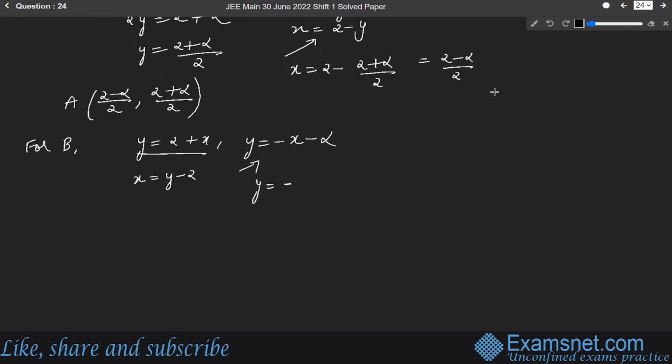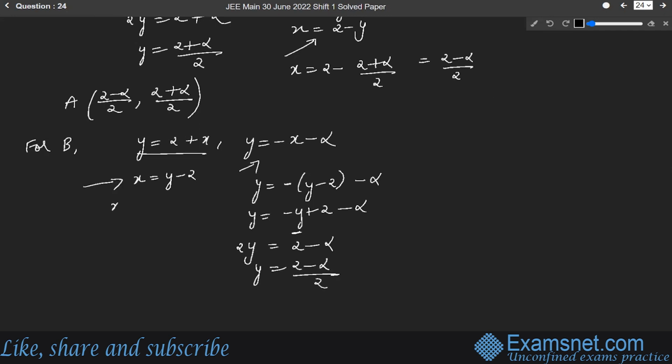So y will be equal to minus of x. What is x? y minus 2 minus alpha. So y will be equal to minus y plus 2 minus alpha. Now taking this y on the left hand side, it will be plus. So y plus y is 2y. 2y is equal to 2 minus alpha, and y will be equal to (2 minus alpha) upon 2. Now let us put this value of y here. So x will be equal to y. What is y? (2 minus alpha) upon 2 minus 2.